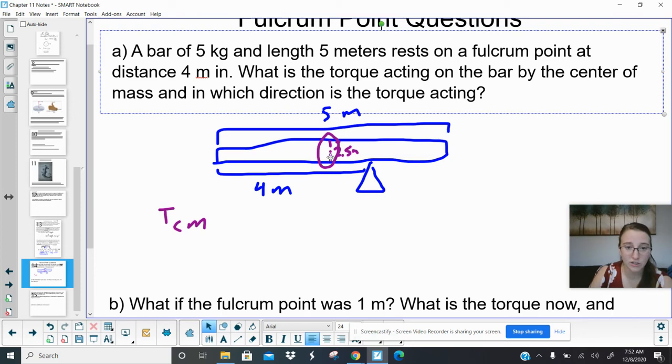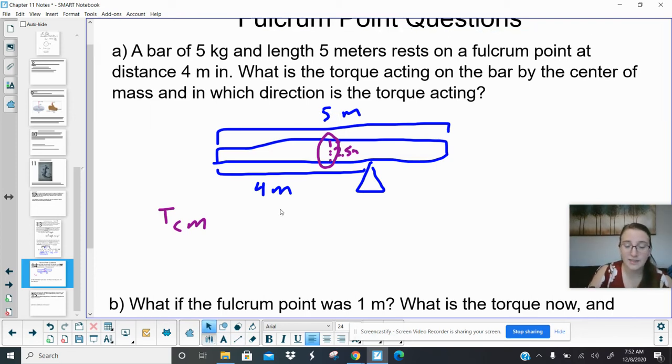So here's my center of mass. Keep in mind that you can picture which way our bar is going to tilt. It's going to tilt to the left, right? It's going to tilt down this direction because our center of mass is located to the left of the fulcrum point, right? So we can imagine our bar is tilting down to the left. So once again, what is our formula for torque? We have R times F, yeah?